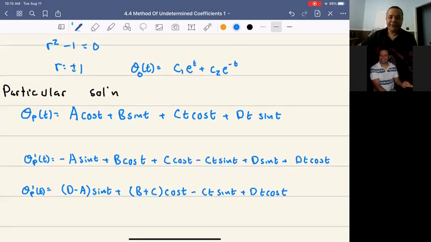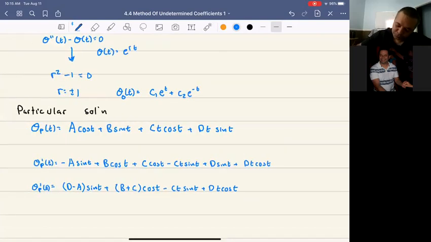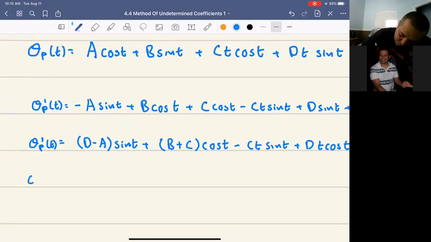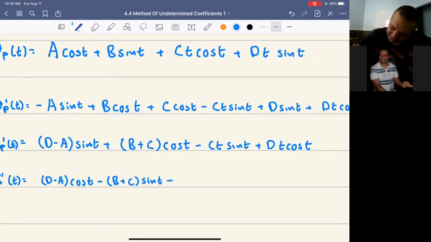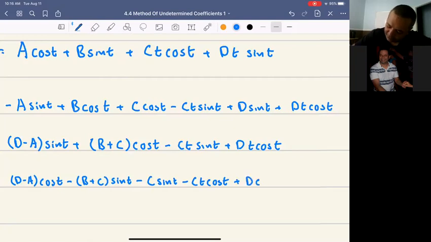Okay, now let's take theta p double prime. Theta p double prime is, let's see, d minus a cosine t minus b plus c sine of t minus c sine of t minus ct cosine t plus d cosine t minus dt sine of t.